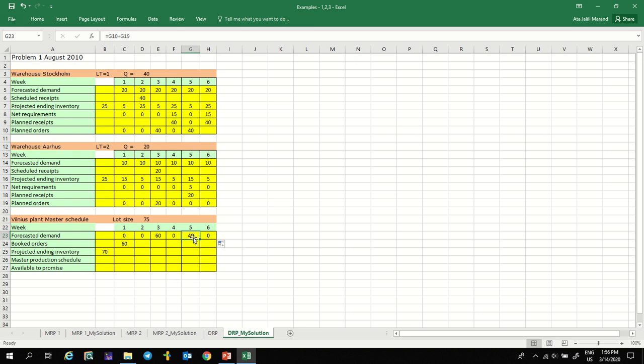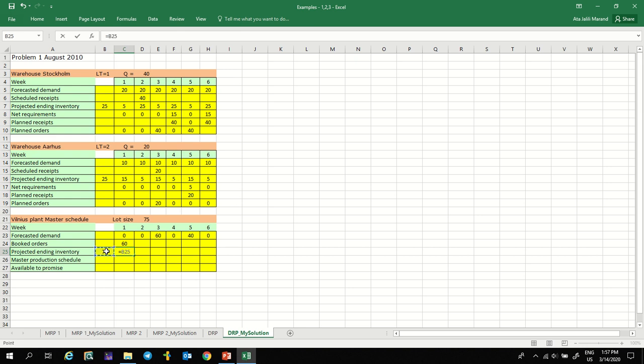And also there is a positive forecasted demand in week 5. So far we have confirmed one order of size 60 in week 1, and there are no other orders booked for the next 5 weeks, weeks 2 to 6. We have 70 units of product already in the inventory, and now we want to calculate the projected ending inventory for the next week.